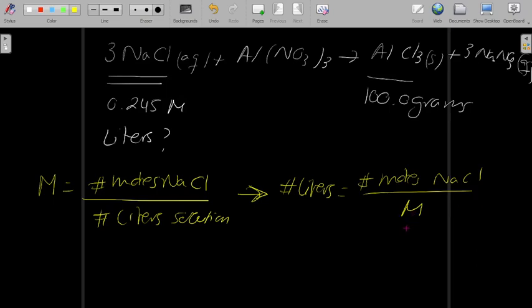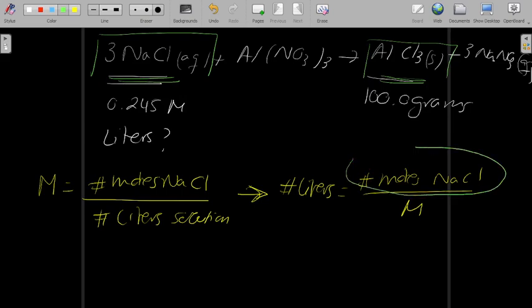Do we have the number of moles of that sodium chloride? No, we do not. Stoichiometry is going to help us find the number of moles. So doing stoichiometry between here and here will allow us to find the number of liters. We need to find the number of moles. We don't have that. We do have molarity.